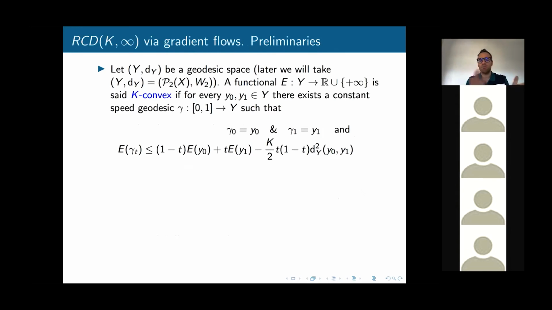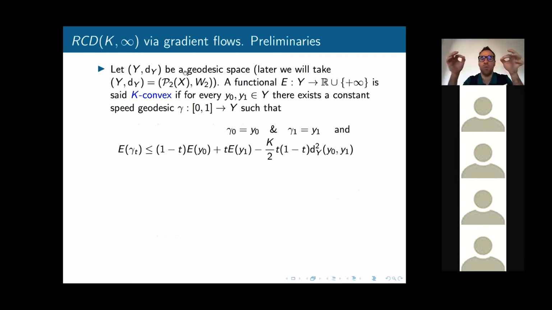Okay, now I would like to discuss in a couple of slides an alternative way of defining RCD(K,∞) spaces using gradient flows, because this will be useful later when we talk about the Bochner inequality. So here I'm opening a parenthesis about gradient flows in metric spaces. So consider a geodesic space Y with distance dY.